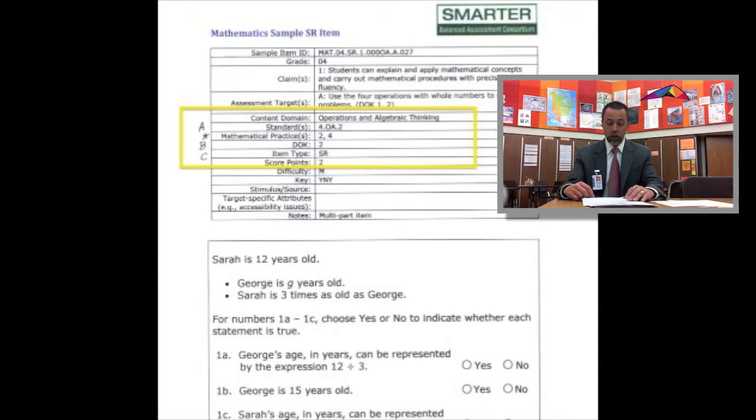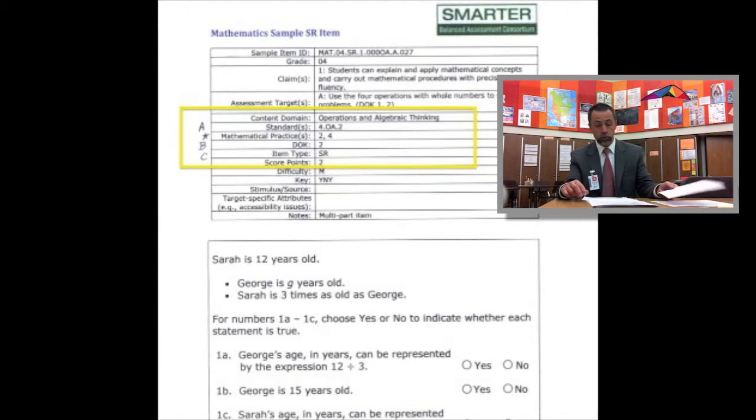You will see that this particular sample item is aligned to 4th grade operations in algebraic thinking, standard number 2, which is using multiplication and division to solve word problems. It has a depth of knowledge of 2, and the SR stands for selected response. So when you look at this, an interesting thing to notice about this problem is that the students have to answer each of the foils with a yes or a no and get the right combination in order to get a correct response on this. So it's a little different from what we've done before.